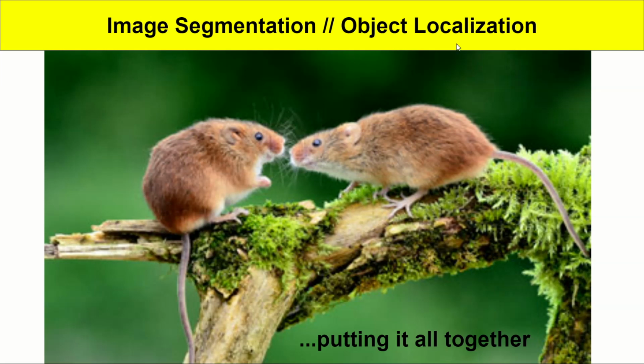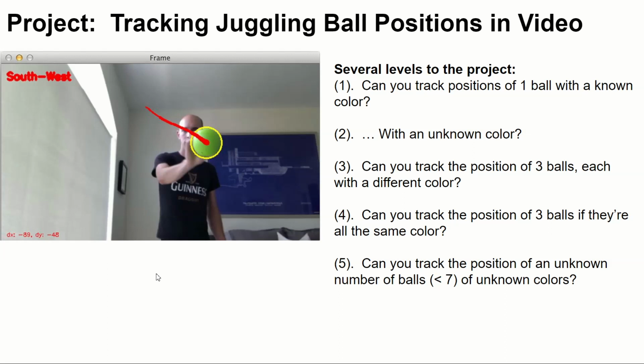And object localization is taking groups or clusters of those segmented pixels and deciding where is the center of your object. So the primary project most people are going to work on is tracking juggling ball positions, hopefully in the webcam video. And if you have a Mac, then either we can try and get it to work, or more likely you're going to do it for still images.